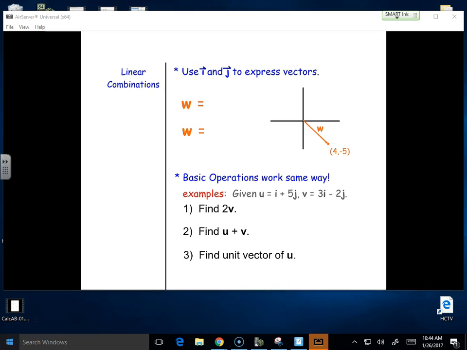Oh no, so the w, what are we going to do with him? Put a little arrow on top of it. Grab a little arrow on him. Use a vector.